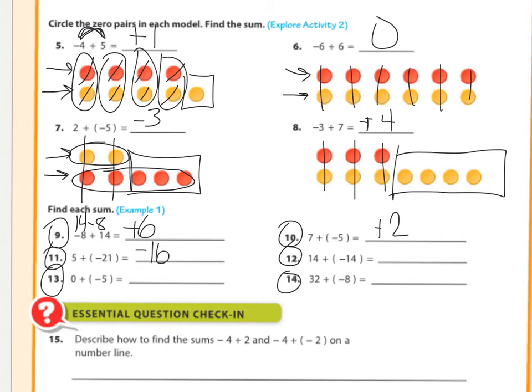Number 12, 14 plus negative 14. What do you have more of? Well, they're exactly the same. You don't have more of anything. Your answer is 0. 0 plus negative 5. What do you have more of? More negatives. How many more negatives do you have? 5 minus 0 is 5. So your answer is negative 5. And then number 14, 32 plus negative 8. What do you have more of? Positives or negatives? You have more positives. How many more positives do you have? Let's do this subtraction. You have 24 more positives.